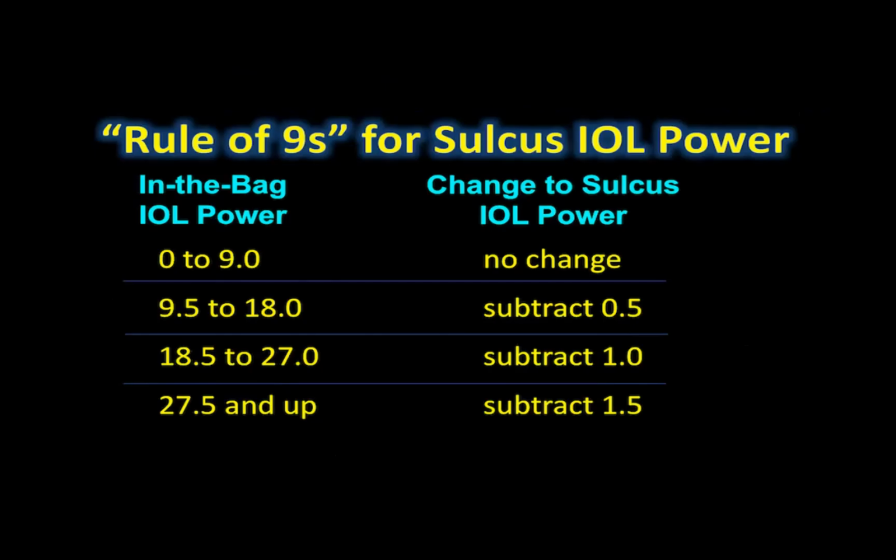When we are planning to place an IOL when there is a PCR, we have to remember this rule of 9. If you have planned 0 to 9 diopter, then there is no need to change the IOL power. But when you are going from 9 to 18 diopter, then you have to subtract 0.5 diopter from your IOL power. From 18 to 27 diopter, you have to subtract 1 diopter. From 27 and above, you have to subtract 1.5 diopter when you are planning for sulcus placement.